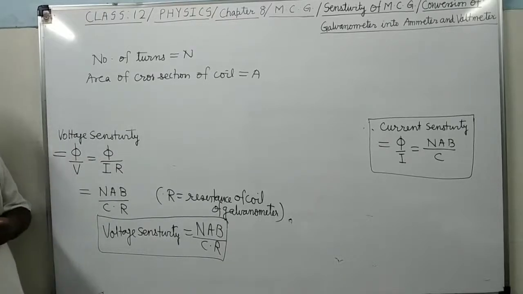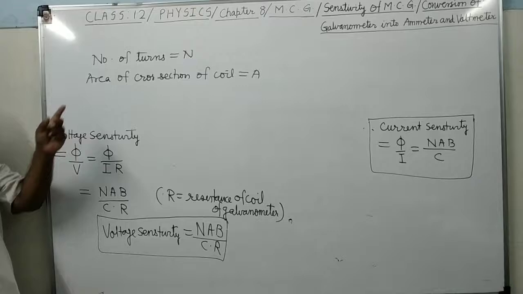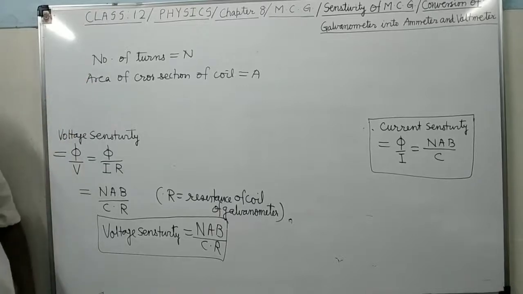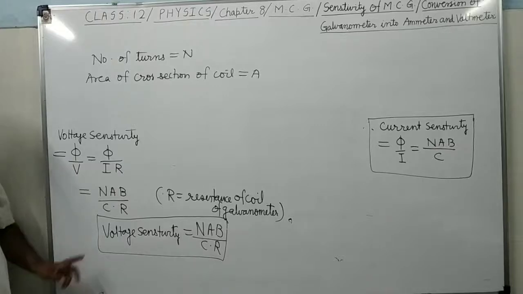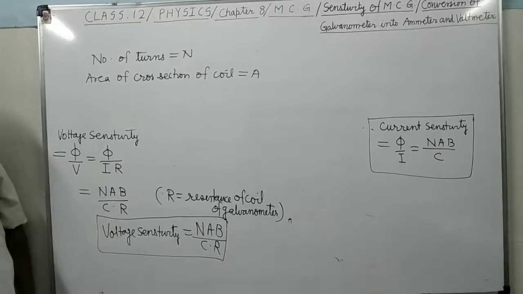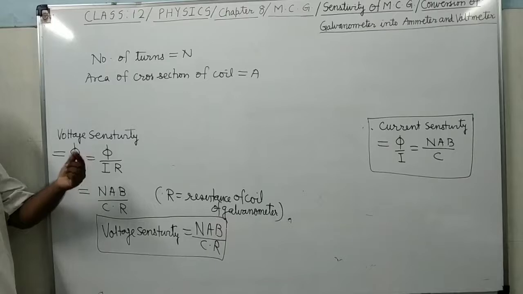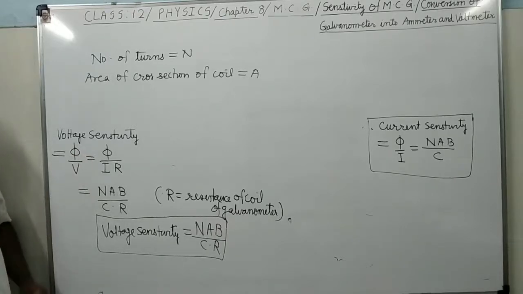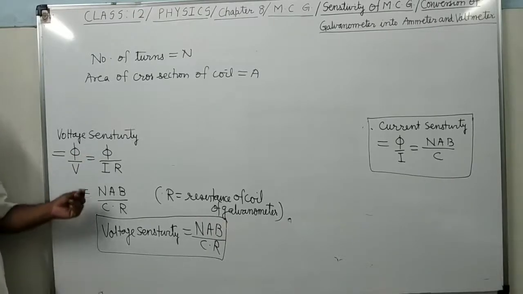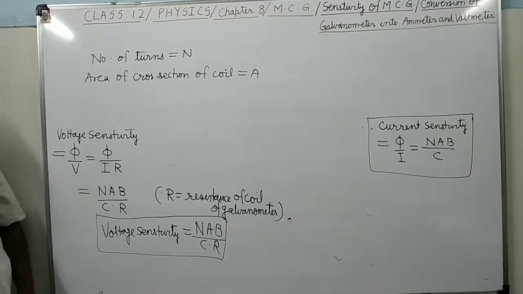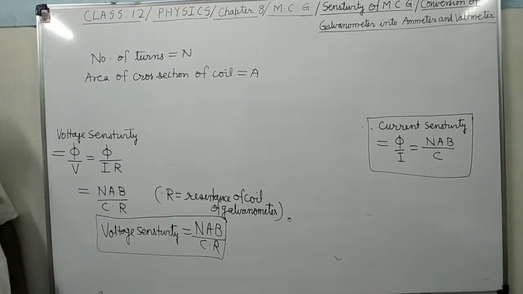And why can we not increase N and A very much? Because if you increase N, what will happen? There will be a very long length of the coil, and the value of R will also increase, because the coil is made up of thin copper wire. So though copper has low resistivity, because of the very long length the resistance will become very high.